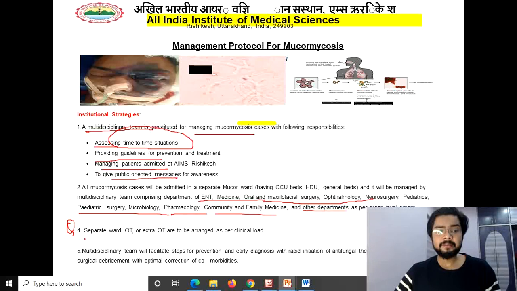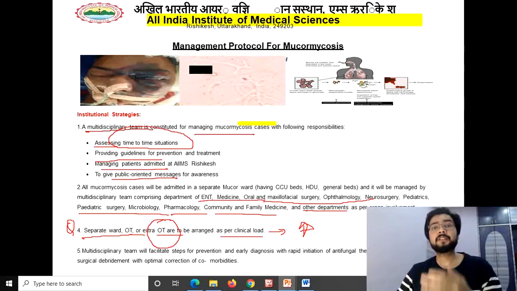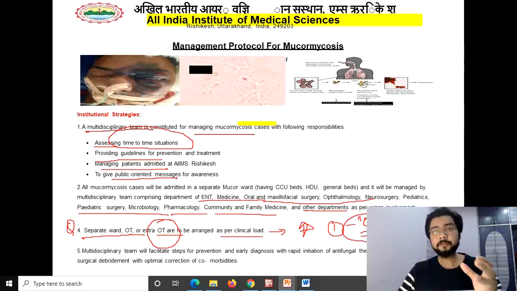Very important is to have a separate ward and OT, or an extra OT arranged as per the clinical load. As the number of cases rises, you might require an extra OT to manage these cases. Why? Because the first step is to operate. Without surgery, your medicines are not going to work. You need to first remove the disease, whatever you are able to, and then give the medicinal treatment. So the multidisciplinary team is a very important step that will help you prevent, diagnose early, treat early and better manage mucormycosis, right?